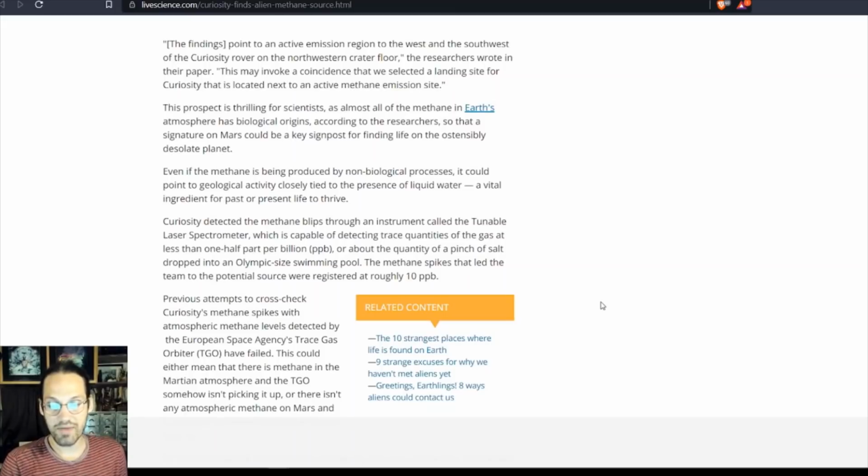Curiosity detected the methane blips through an instrument called the tunable laser spectrometer, which is capable of detecting trace quantities of the gas at less than one half part per billion, or ppb, or about the quantity of a pinch of salt dropped into an Olympic-sized swimming pool. Wow, that's pretty incredible. The methane spikes that led the team to the potential source were registered at roughly 10 ppb.